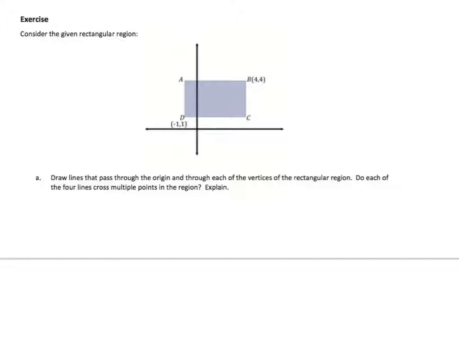Alright, let's try another one. Consider the given rectangular region. Draw lines that pass through the origin and through each of the vertices of the rectangular region. Do each of the 4 lines cross multiple points in the region? Explain. Let's see, I'll use red. I wish I had a ruler. Through the origin.